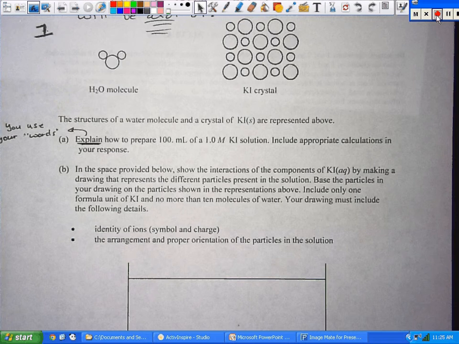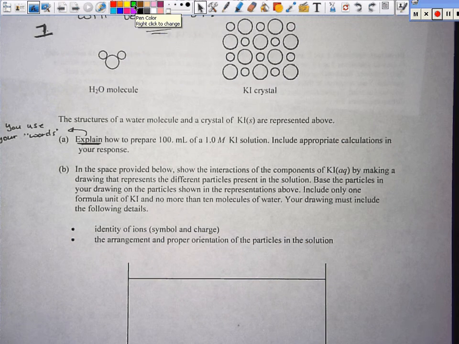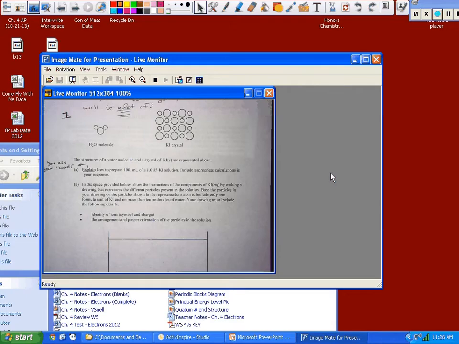All right, so part B. In the space provided below, show the interactions of the components of KI aqueous. Now, as soon as it says aqueous, what is that telling me? Hold on.